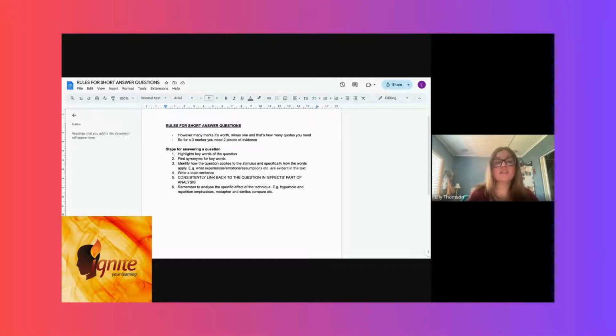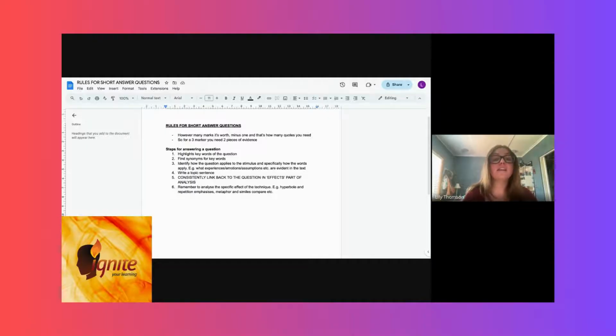The only time that I would say there is an exception is the longer comparative questions at the end, which are often 6 or 8 markers. In that case, my students have tended to find minusing 2, so doing about 4 quotes for a 6-marker or 6 for an 8-marker is generally enough, because you're getting more marks from the introduction and the conclusion and the structure as well, so you can get away with a little bit less analysis with that rule. Okay, but approaching your short answer questions, generally you can follow these rules.